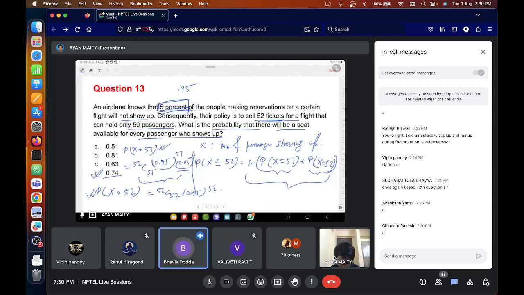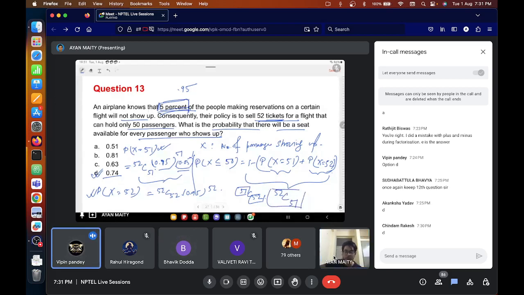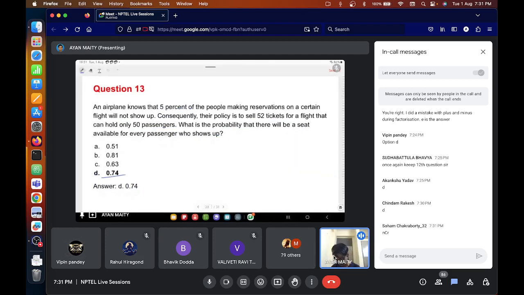Sir, shouldn't it be 51C52? 51C52, because we are choosing 51 people out of 52. 51C52 doesn't mean anything. You cannot have the upper value more than the lower value in a combination. It is 52 tickets bought, but 51 persons are showing up. How many ways can this happen? 52C51, isn't it? Out of the 52 persons that have bought the tickets, you are choosing 51 persons. That's why 52C51. Is this okay? Yes, sir. So option D is the correct answer.